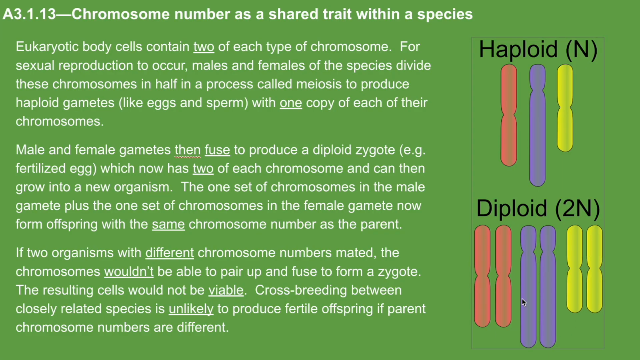If 2 organisms with different chromosome numbers mated, the chromosomes wouldn't be able to pair up and fuse to form a zygote, and the resulting cells would not be viable. This is exactly what happens with a horse and a donkey. The mule has then an odd number, and so it cannot pair up. Crossbreeding between closely related species is unlikely to produce fertile offspring if the parent chromosome numbers are different.